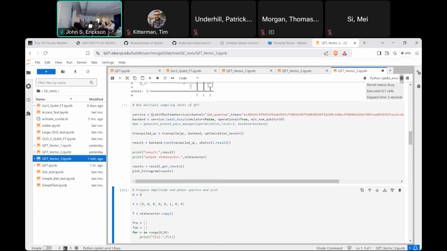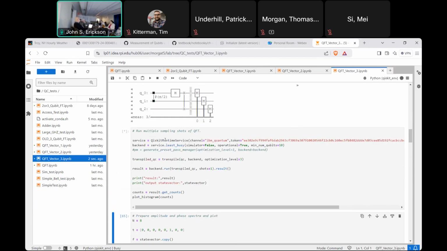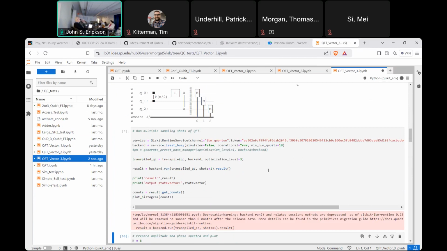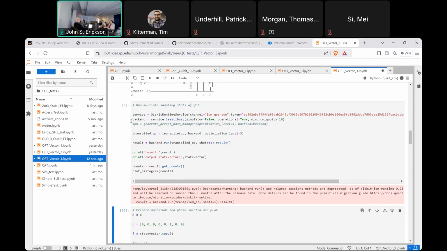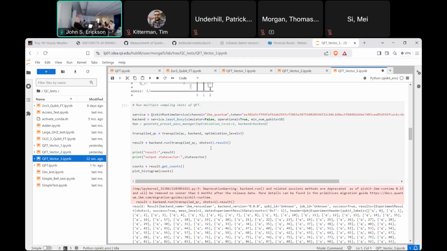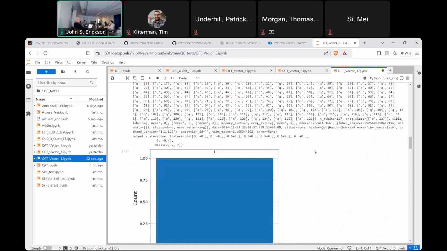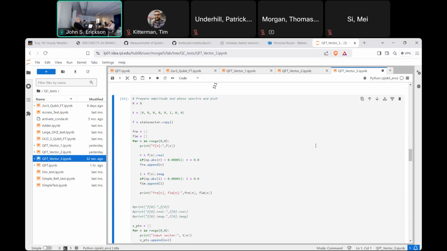So this little black dot up here tells you that, okay, you're in the queue. And you just have to wait for the black dot to turn off. So you've got the channel set to IBM Quantum, but because you're you with that token, it's going to the RPI. That's what this token is all about here, this big long string. That's like an API key. So here's the backend equals service least busy, and then here's the transpile, and then this is the result. Result equals backend run, 1 shot, transpiled. Okay, so it did it. And that was actually on the RPI computer.